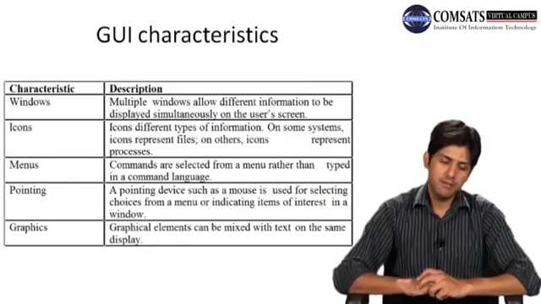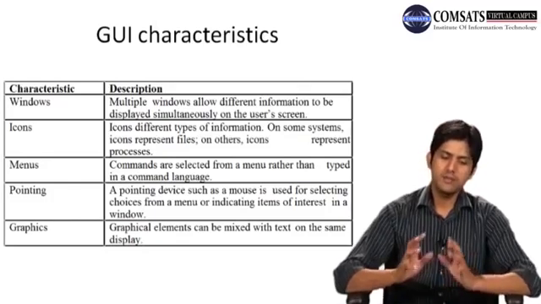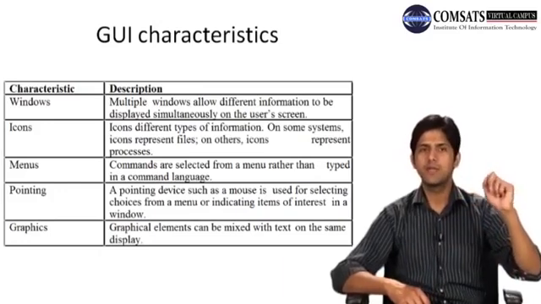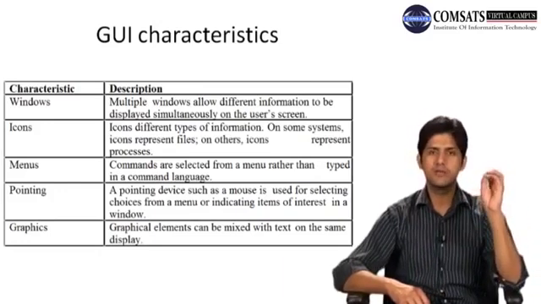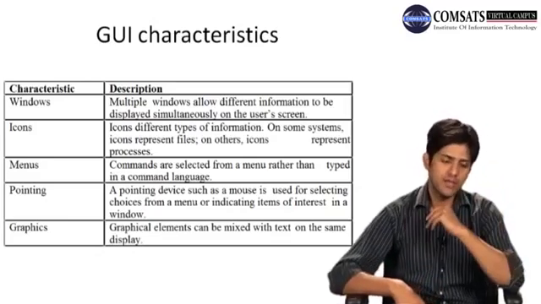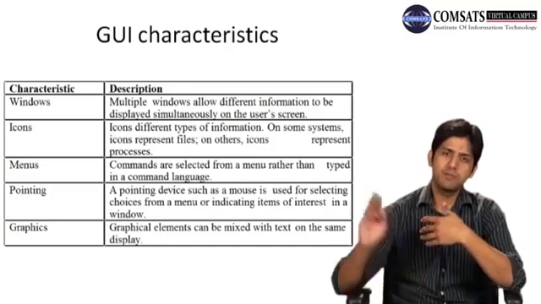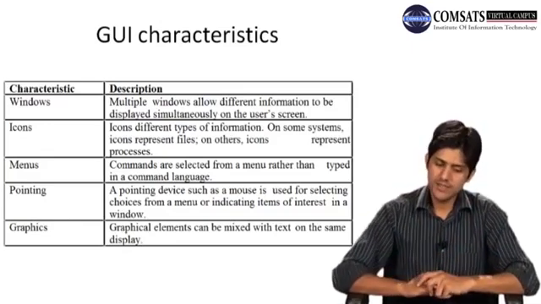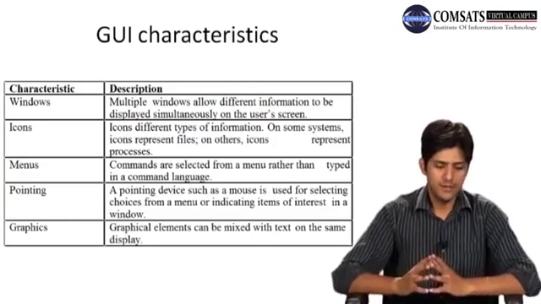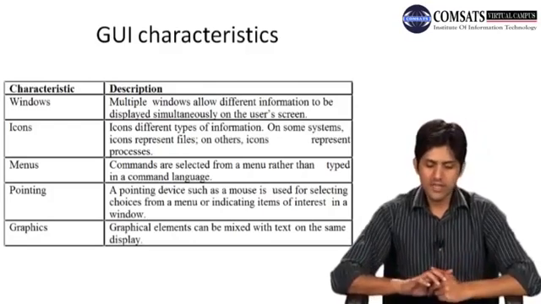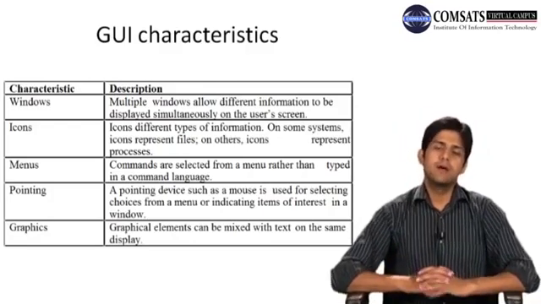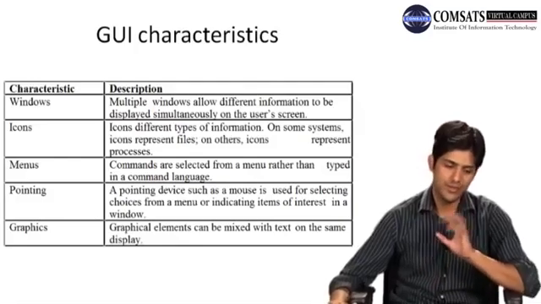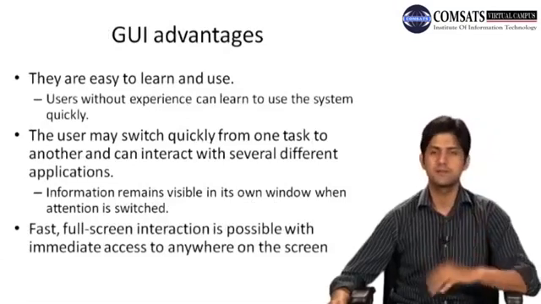And then you have menus, where commands are selected from a menu rather than typed in a command language. For example, when we are using Microsoft Office, or some other application, we get these menus where we have File, in which we can open a new window, create a new document, close, and open a recently used document. So these are examples of menus. And then we have pointing, where we use a mouse to point to these different icons or menus. A pointing device such as a mouse is used for selecting choices from a menu or indicating items of interest in a window. And then we have some graphics, and these graphic elements can be mixed with text on the same display. So we can include graphics to make our user interface more interesting. So there are 5 different characteristics that we associate with GUI: windows, icons, menus, pointing, and graphics.